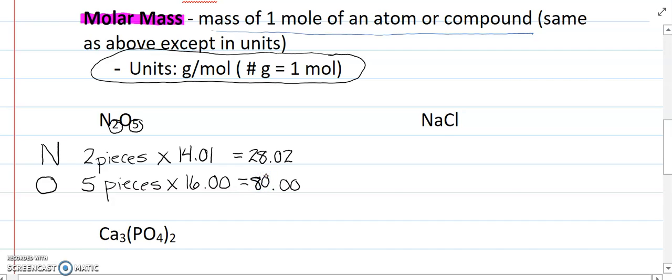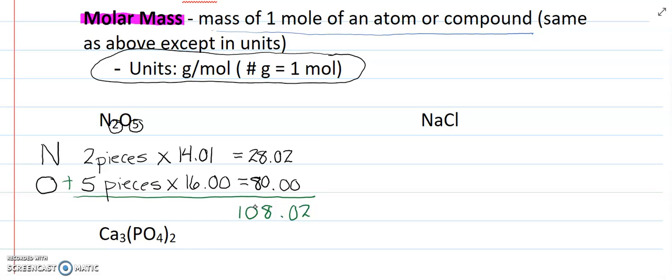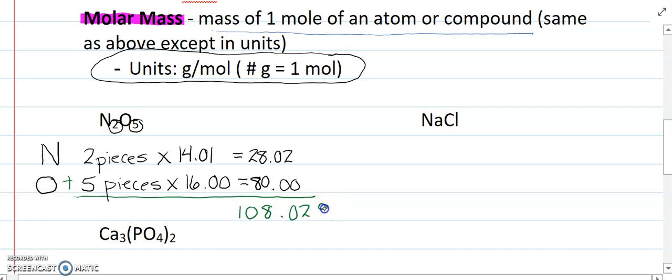So if I want the mass of the compound, what do I need to do? Well, I need to add these 2 pieces together. So I've got 0.02 and an 8, and I'm going to come up with 108.02. Now, most important thing about chemistry is based off of units. And the units to go along with this number are going to be the units for molar mass and they're going to be grams per mole.